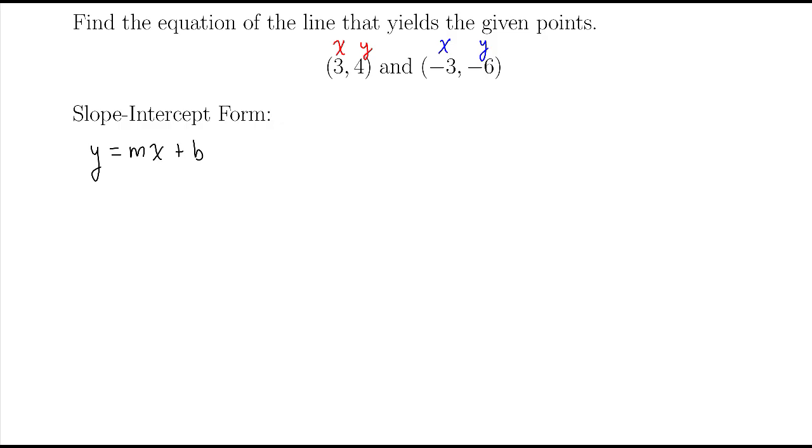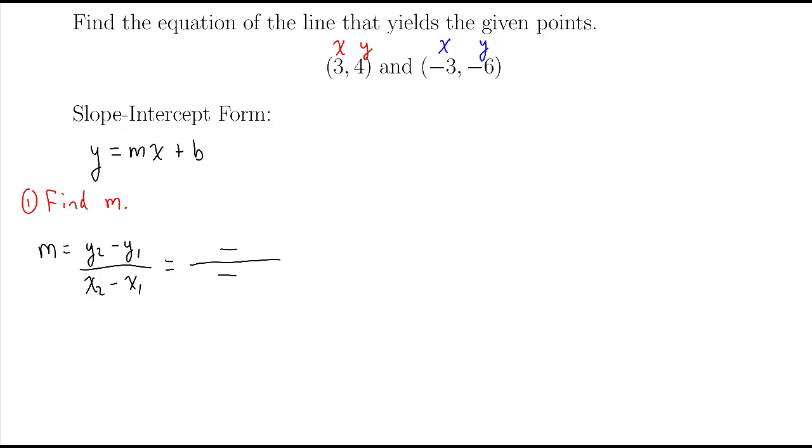So first we'll start off by finding m. Remember, we have a formula for that: y2 minus y1 divided by x2 minus x1. We subtract the y values, we subtract the x values, and we put the difference in the y's over the difference in the x's. Let's use this formula.